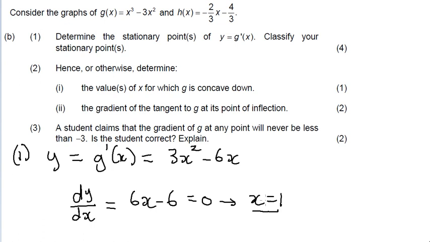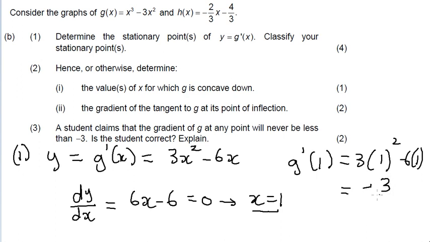And now to get the corresponding y value, we sub in x equals 1 back into the equation of g prime of x. So g prime of 1 is going to equal 3 into 1 squared minus 6 into 1. That's going to give me 3 minus 6, which is negative 3. So the stationary point is going to be 1 and negative 3.